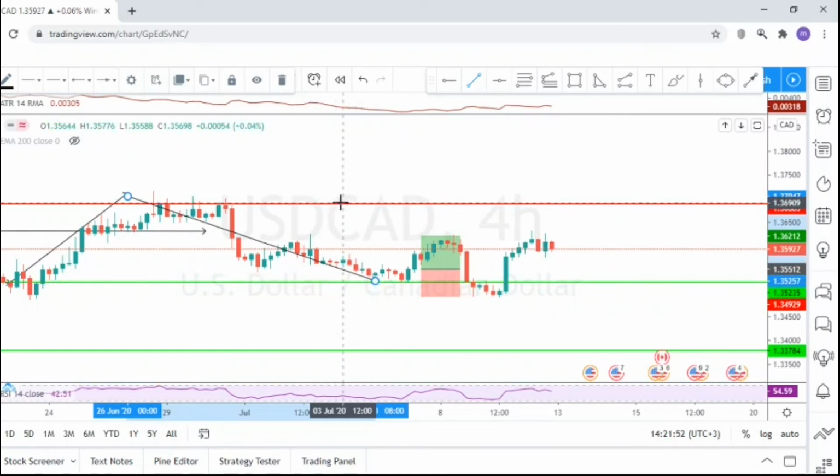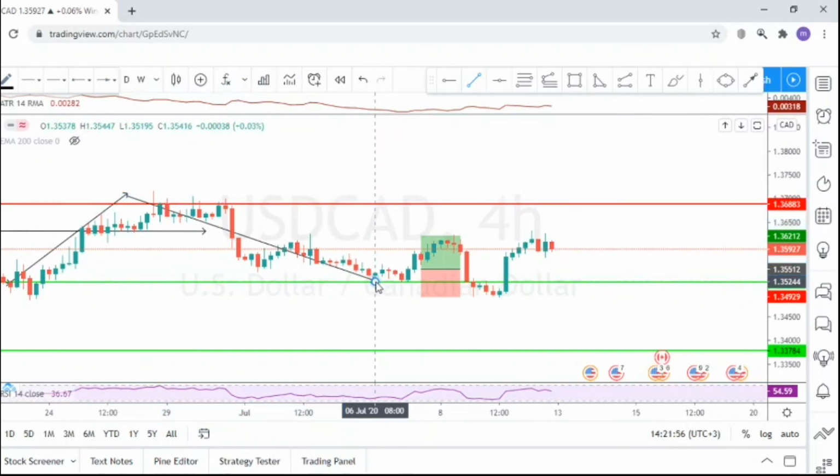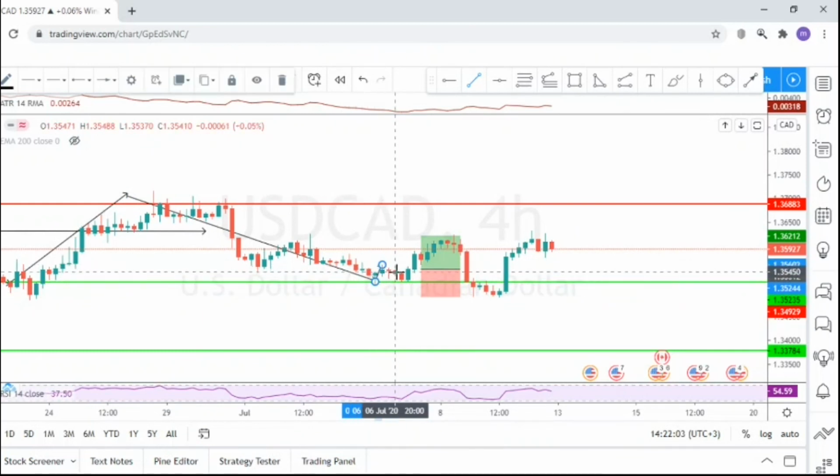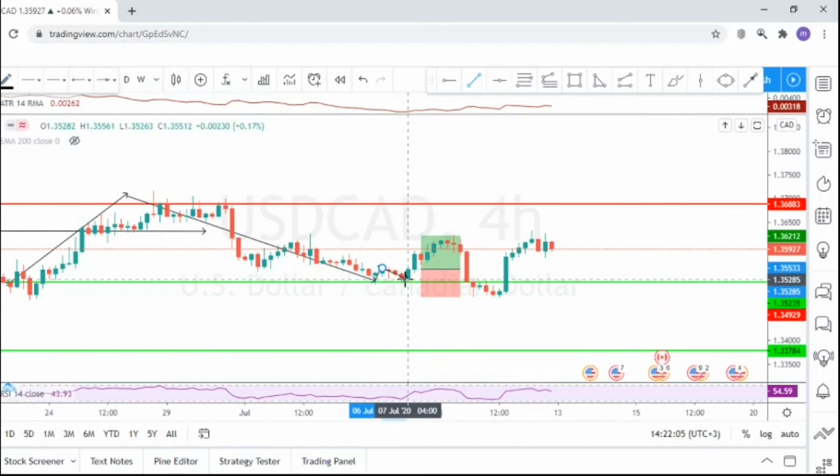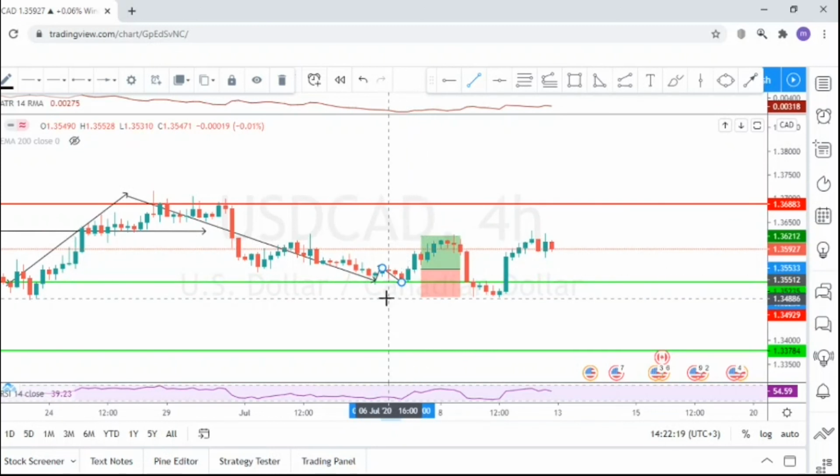Step number 3 is look for your confirmation. The confirmation could be any simple price action pattern, like the double bottom, like the one I just got here, and take your trade based on your confirmation. Now the final and fourth step is to know where to take your profits and where to exit the trade when your prediction is wrong.